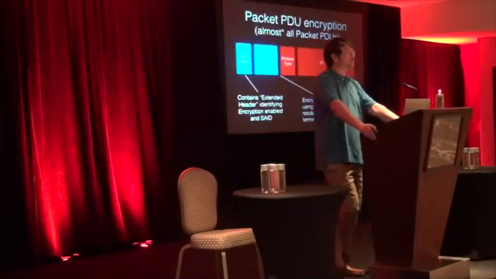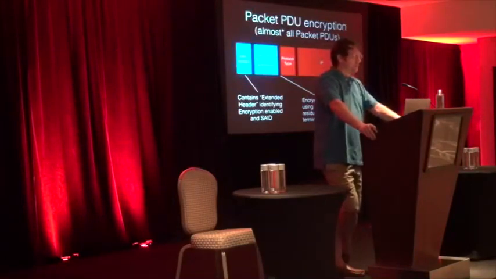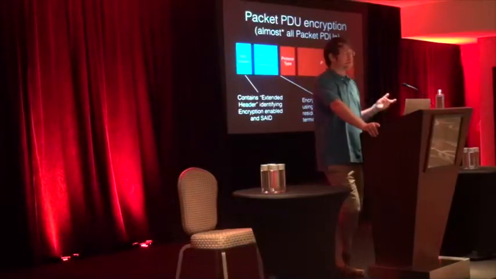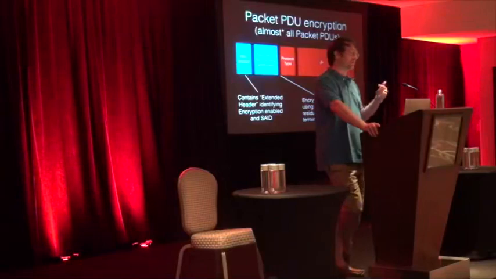So what does this actual encryption that I'm talking about look like? Packet PDU encryption. This diagram shows the packet. It starts at the MAC layer. So you have the MAC header, and this blue means in the clear. The MAC header, if it's encrypted, has to contain this extended header, which identifies that 1, encryption is used, and 2, what security association ID this key belongs to.